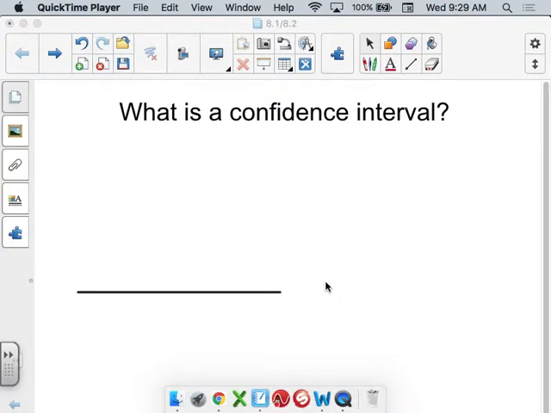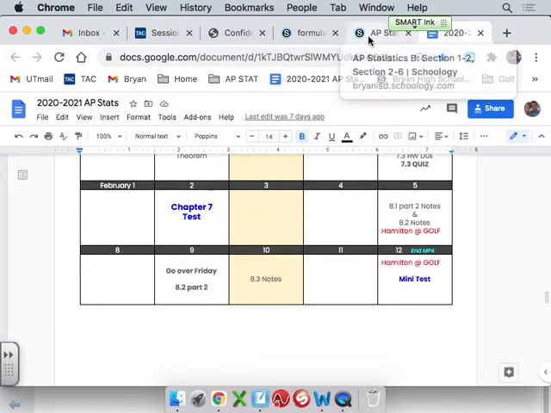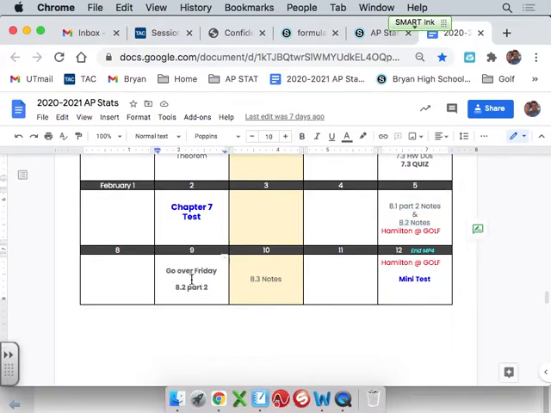So we're going to start a new unit on confidence intervals and hypothesis testing. Today I'm going to go through the first couple of notes. We're going to just go through what a confidence interval is and then do a problem. Like on our calendar, which is from Schoology, we're going to do some notes today. If we need to, I'll go over what we're doing right now on Friday, or on Tuesday.